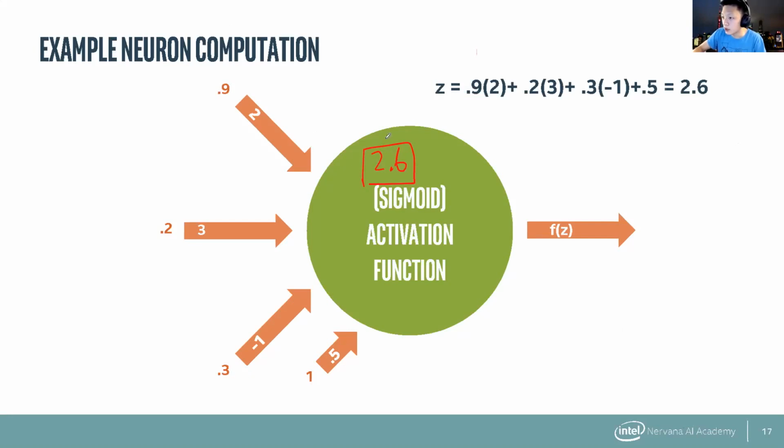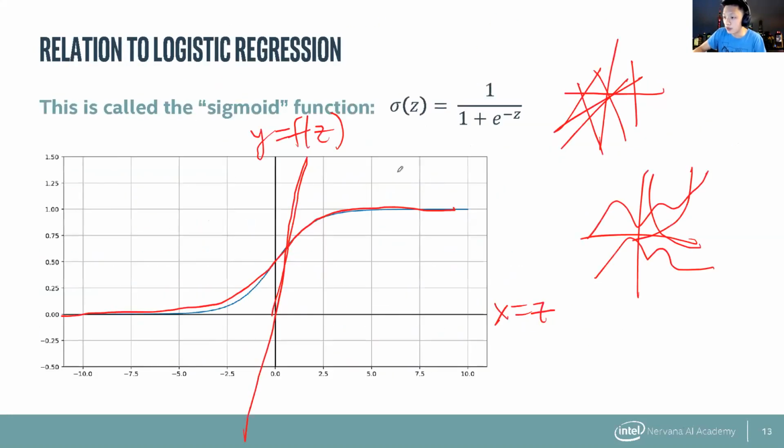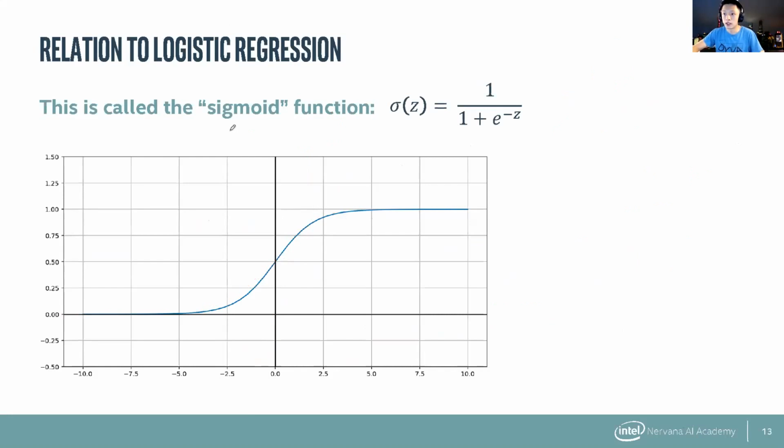And now we want to apply an activation function. So we have a value of 2.6. Now looking at the graph of this sigmoid function, does anyone want to tell me where you expect the value to come out to be once we apply it through the sigmoid function? Remember, our z was like 2.6.